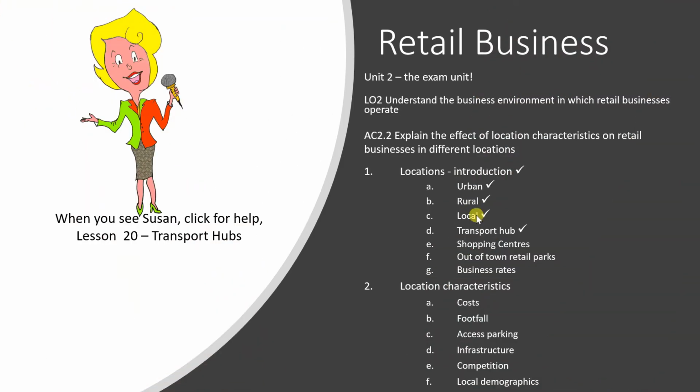Welcome to the lesson on location characteristics, and we're looking this time at specific different locations. This one is transport hubs, and when you see Susan in that bad jacket, click for help.